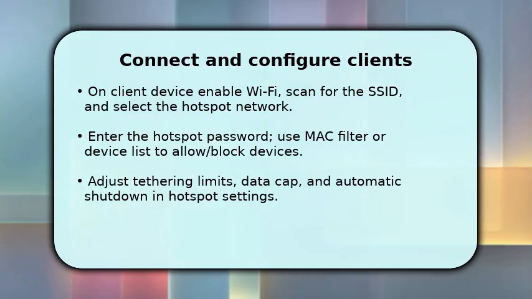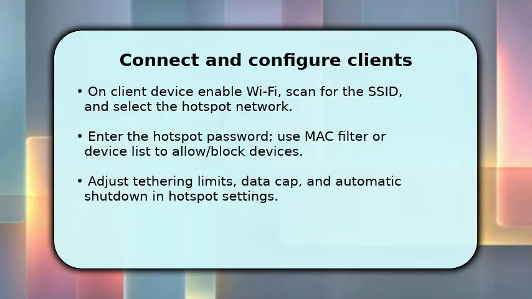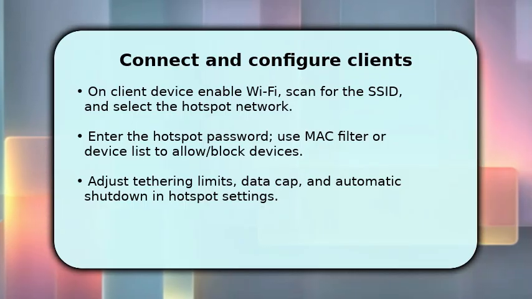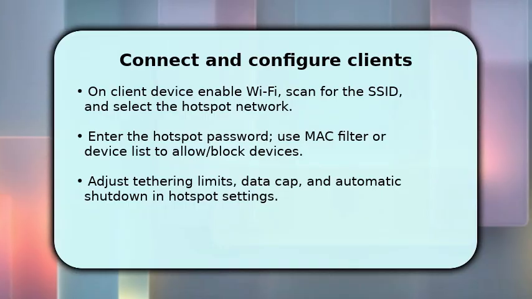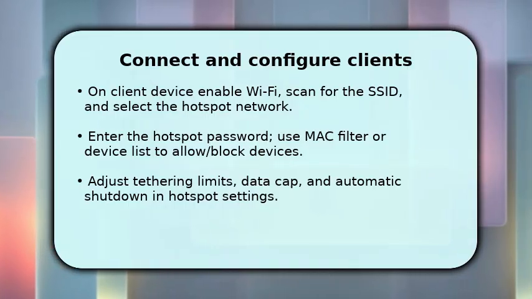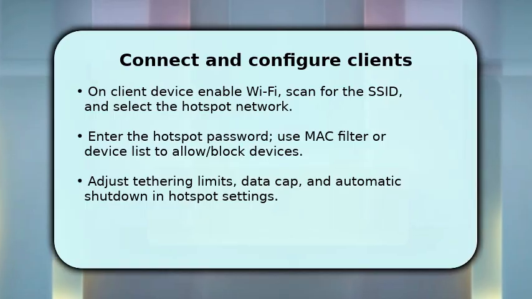Back on the host, open hotspot settings to name allowed devices, enable MAC filtering or a device whitelist if you want control, and set a data limit or per device speed cap. Make sure to disable auto join on untrusted devices, and remember to monitor data usage to avoid surprises.